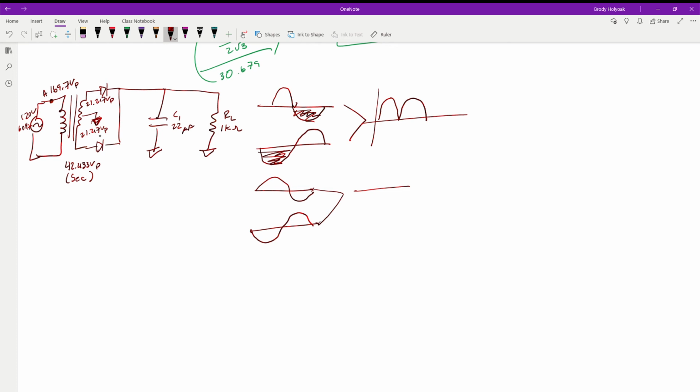So with that coming through here, right before we get into the filtering, right after the diode, we lose 0.7 volts because there's only one diode we went through. And so we have 20.517 volts peak coming into this guy.